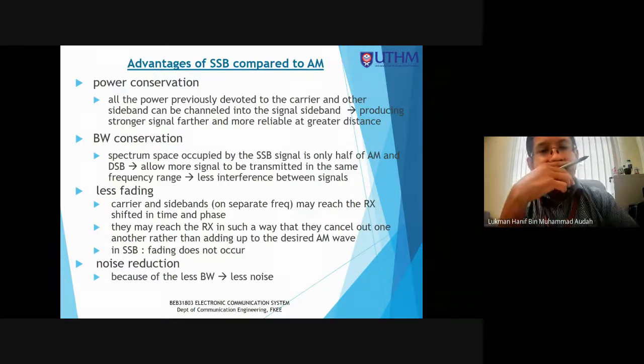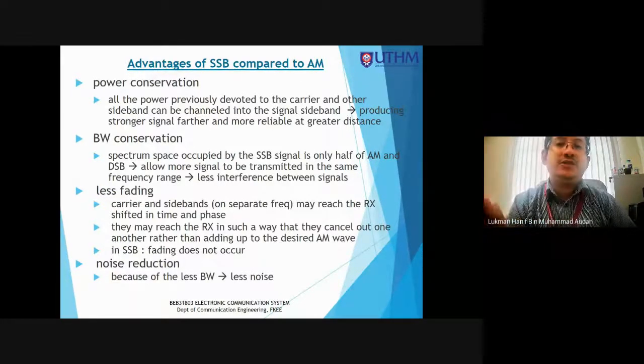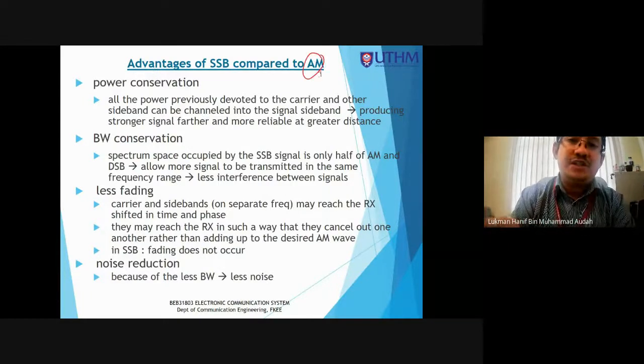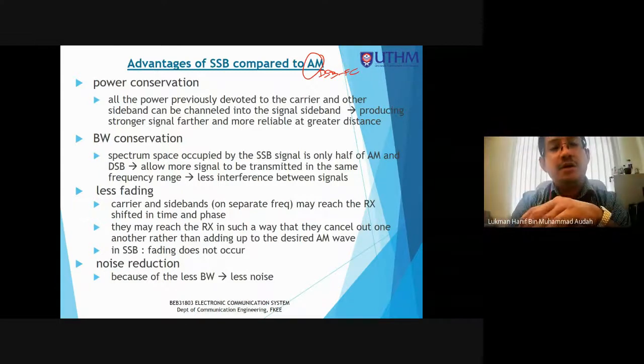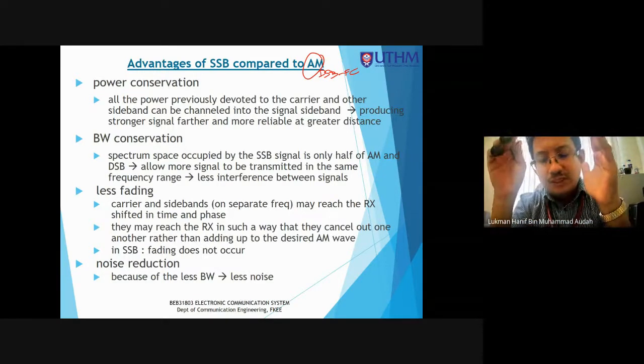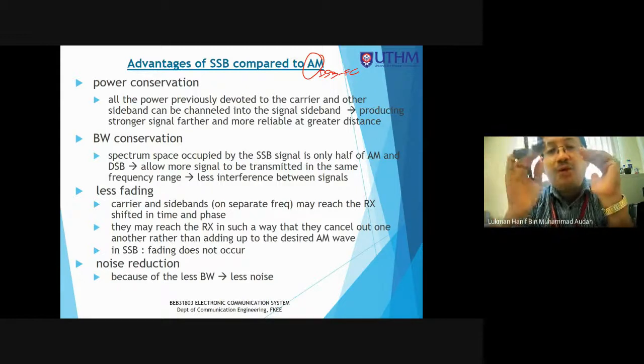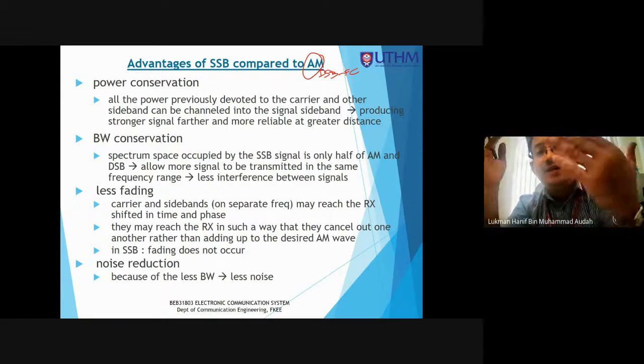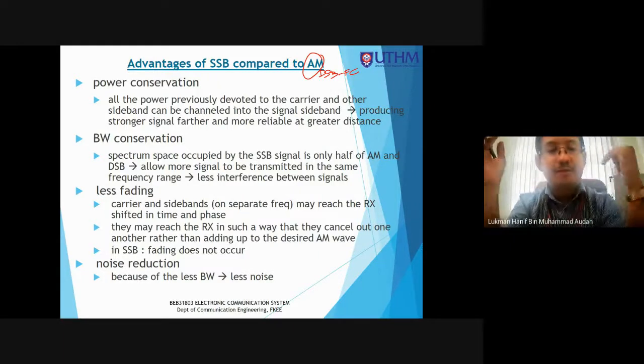Okay, so advantage of SSB compared to AM, compared to double sideband full carrier. Apakah perbezaannya? Okay, power conservation. So all power previously devoted to the carrier and other sideband can be channeled to the sideband, producing stronger signal, further and more reliable and greater distance. So kalau kita gunakan single sideband, nanti you akan lihat bahawa sideband power itu lebih besar berbanding dengan sideband power dalam full carrier.